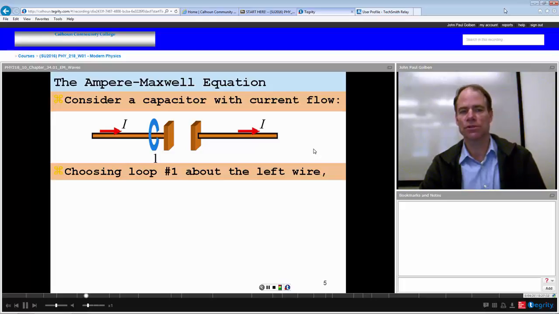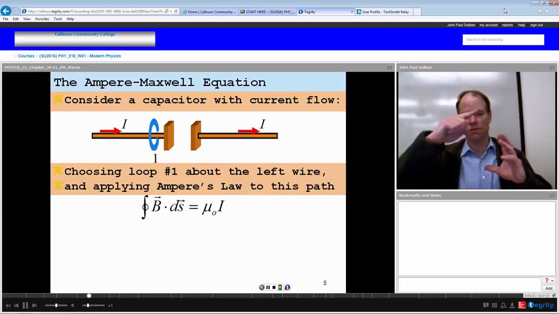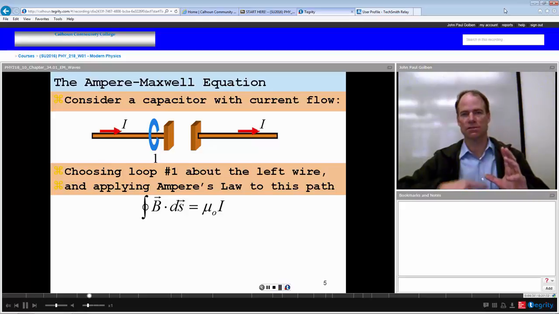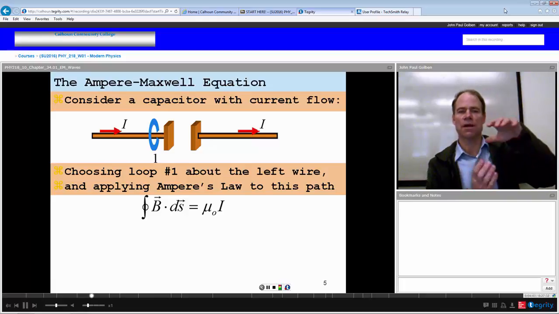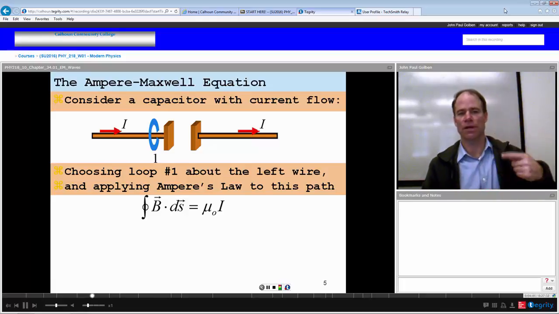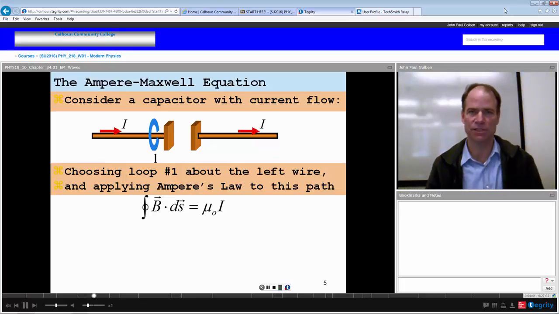If we were to choose a loop around the first wire, we could apply Ampere's law to the path, and we know that the dot product of the B field along this circle, B dot ds, should be proportional by mu naught to the current enclosed by that circle, and the current being I going through the wire. Sounds good. That's a perfect application of Ampere's law.